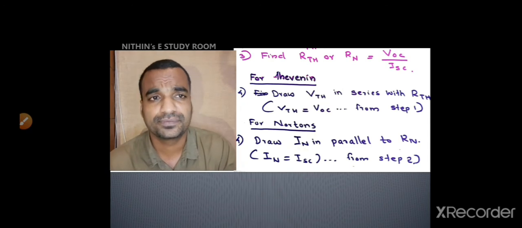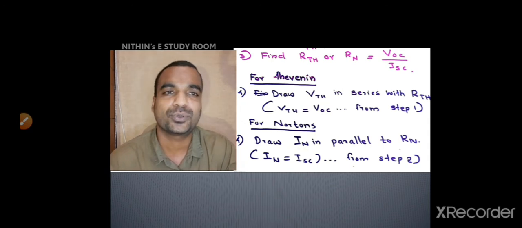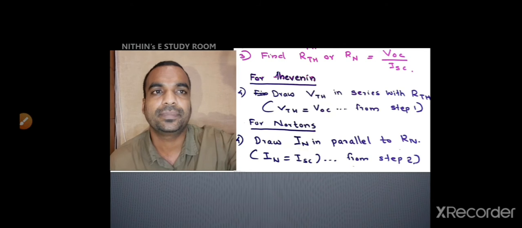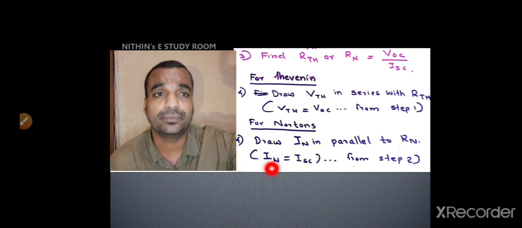For Norton's, draw IN in parallel to RN. RN we already obtained in the third step. And IN we obtained in the second step. That IN is nothing but it is simply equal to ISC.